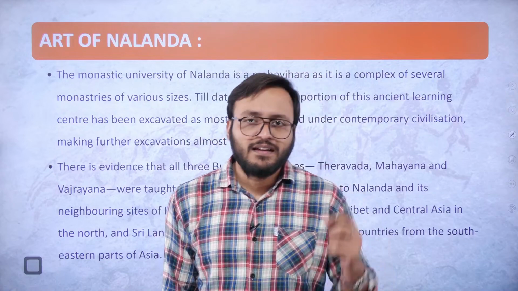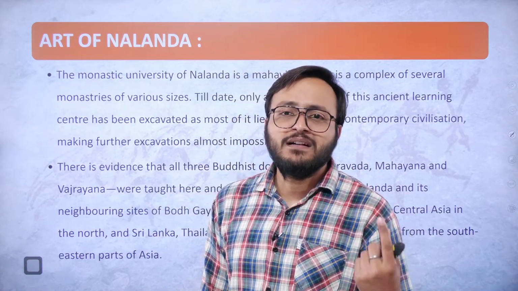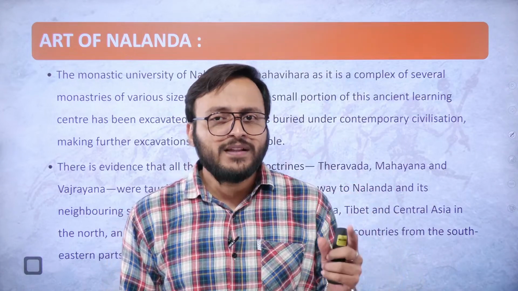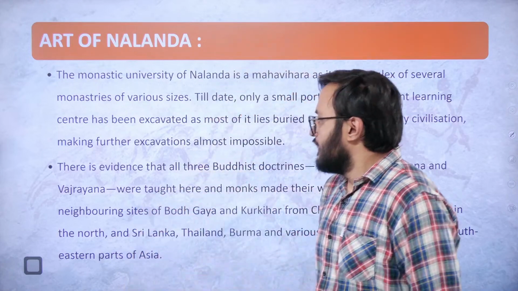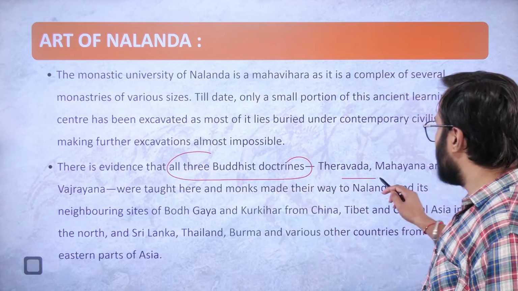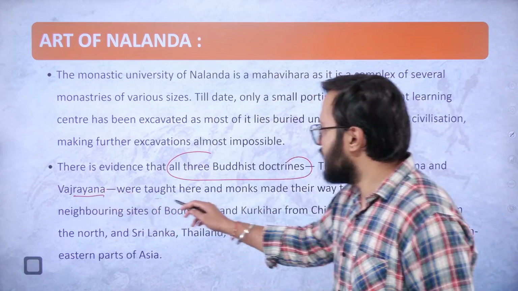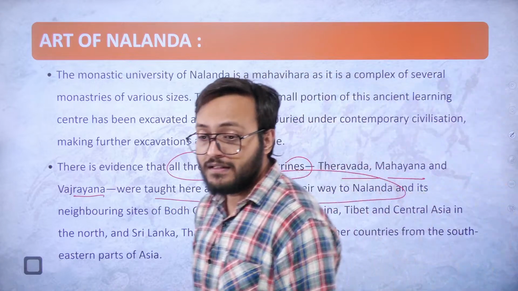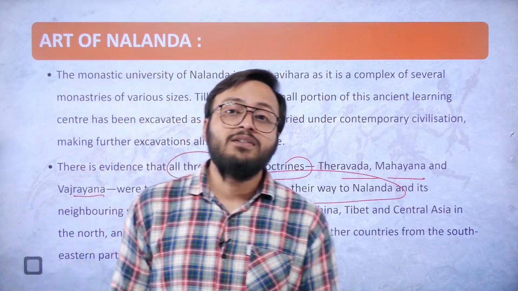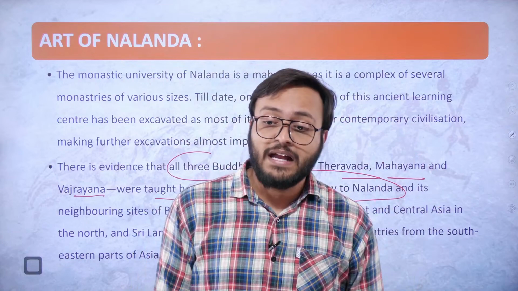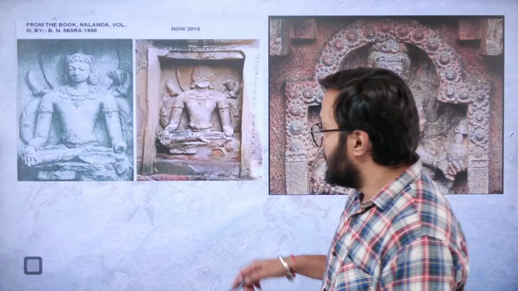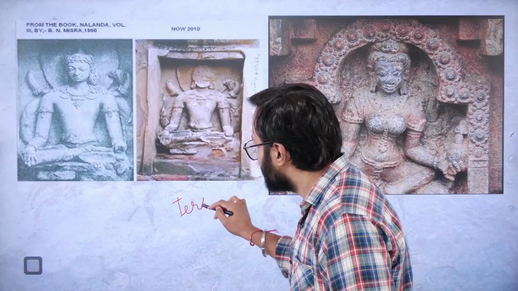However, this monastery, actually this Mahavihar, it has the several monasteries with the specific pattern of sculpture art. For example, all three Buddhist doctrines, Theravada, Mahayana and Vajrayana, these were taught here, and the monks, they made their ways to the neighboring countries, and in fact they came from such remote and far places like Korea, Japan, China and other Central Asian countries as well. Not only that, in Nalanda you will find the specific sculptures made up of the terracotta and stucco.